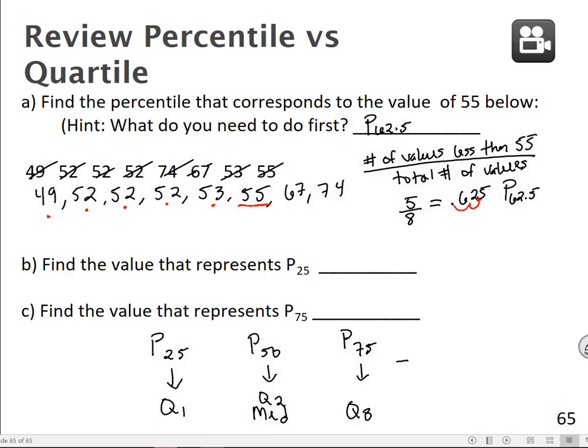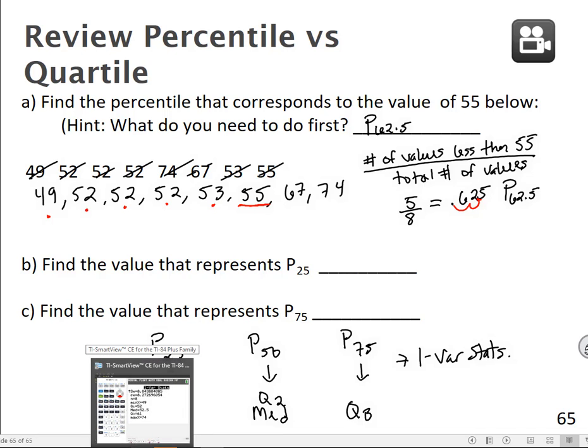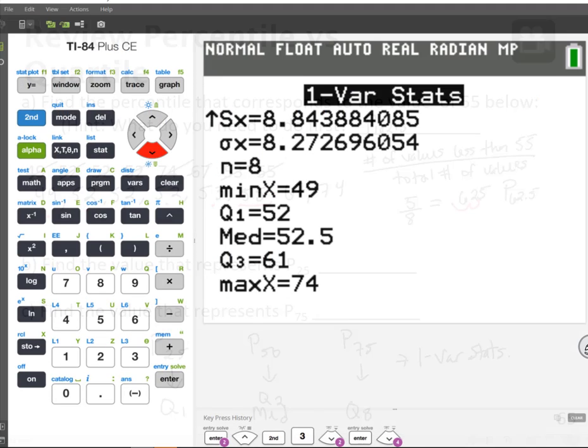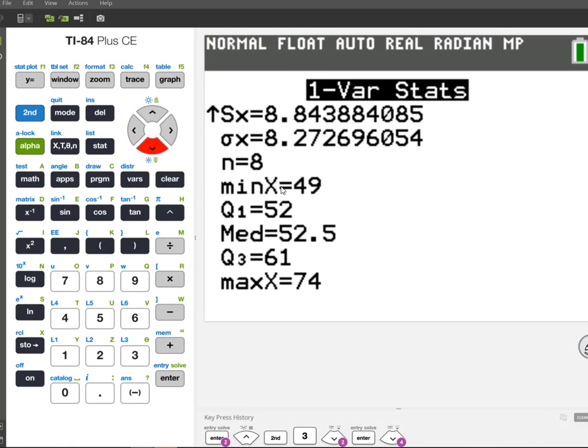So what this means is I'm going to take my 8 data points, run one variable stats, and find Q1 and Q3, because I'm asked in the problem to find P25 and P75. I'm not going to walk you through that, but I will show you that I already have it loaded and ready to go in my calculator. I'm going to trust that by now you are familiar with plugging in a data set and using one variable stats. So here is my one variable stats all ready to go.